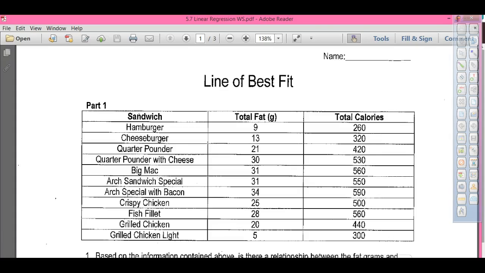All right, Friday, we talked about scatter plots, right? Okay, so now today, we are also going to talk about scatter plots, but we're going to do a little bit more with them. We are going to find how strong of a correlation there is.